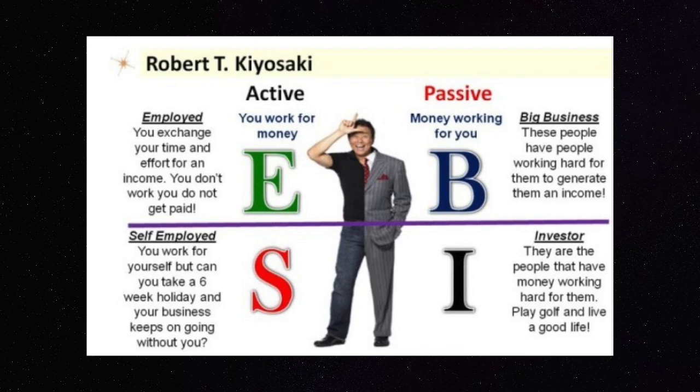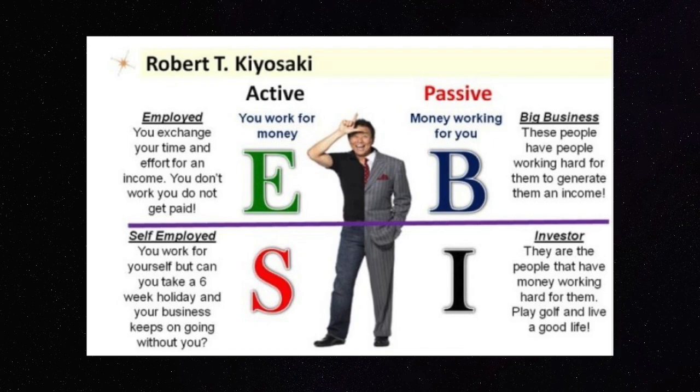Finally, we have the I quadrant, which stands for investor. This is where true financial freedom lies. Investors make money work for them by putting their capital into investments like stocks, real estate, or businesses. It's like owning shares in the gym and earning profits without any active involvement. The I quadrant is all about passive income and wealth accumulation.